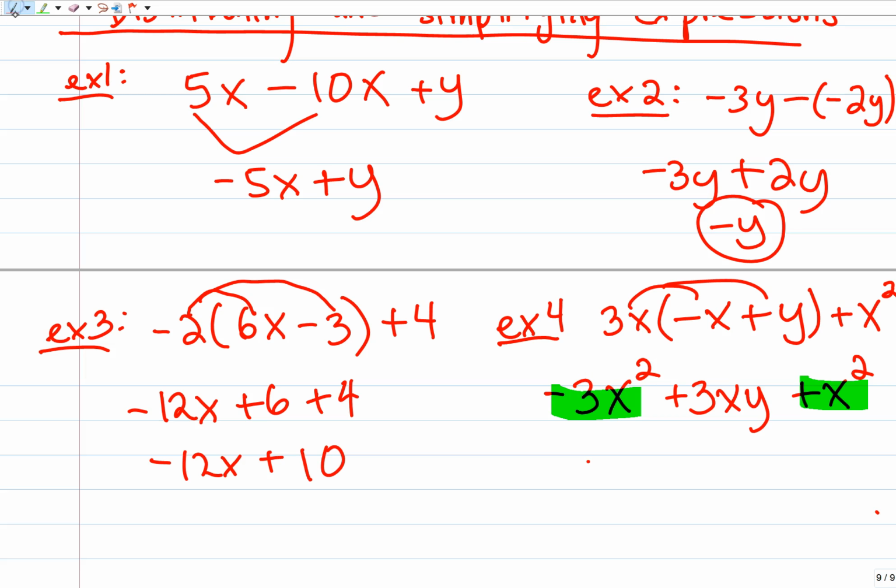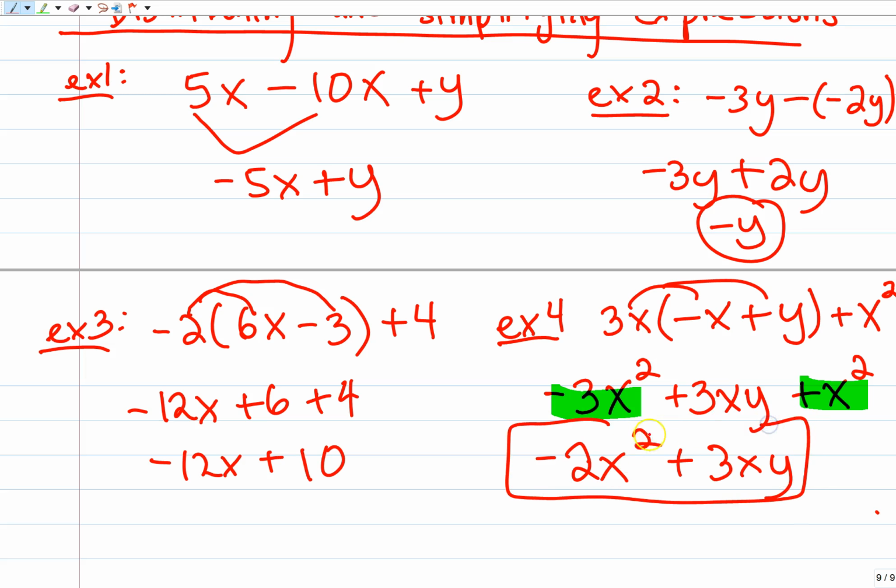What is negative 3 plus 1? Plus. Did the exponent change right here when I added? It never does. Don't start changing it. When does it change? If I'm multiplying an x times an x, the exponent becomes x squared. When I'm adding x squared and x squared, the exponent stays the same.